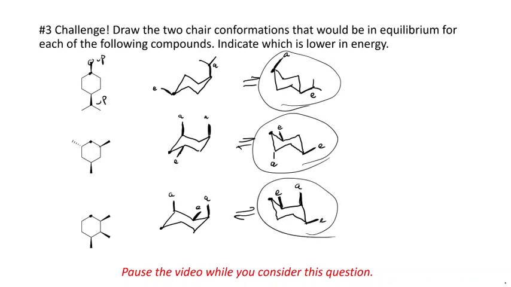Now, I know the really hard part here is just getting the directions in the right way. So one of the things you might want to practice is drawing this cyclohexane and then getting all the equatorial bonds in the right place and all the axial bonds in the right place. Like that.